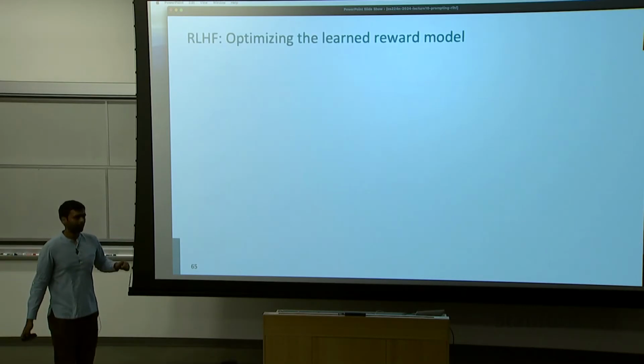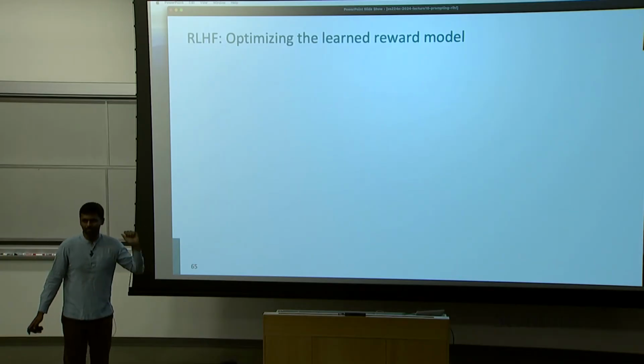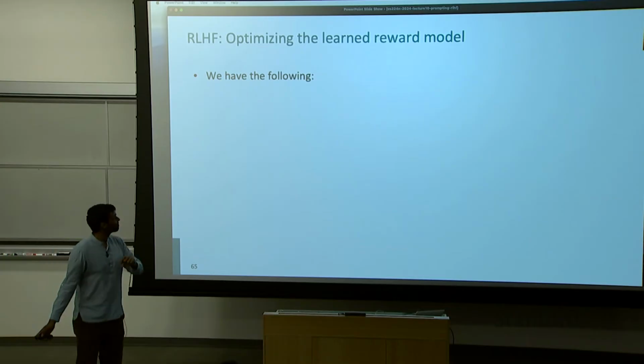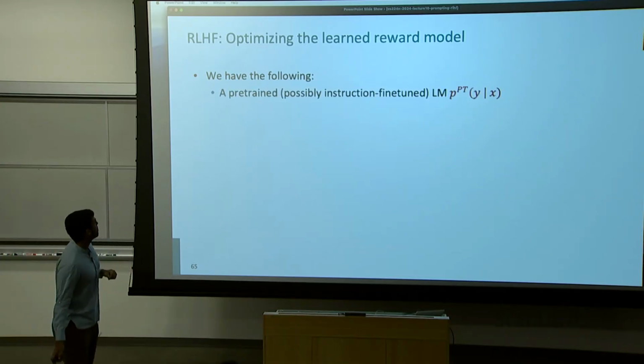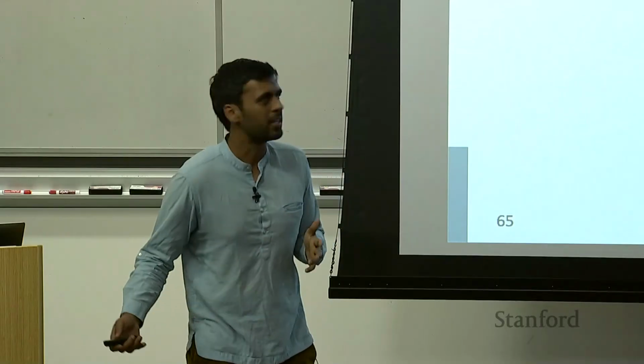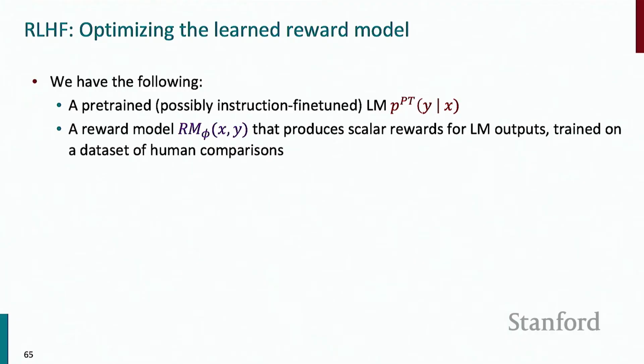Cool. The math is just beginning, so hold on to your seats. Now let's see where we are. We have a pre-trained model, p_PT(y given x), and we have this fancy reward model which gives us a model of humans and can tell us which answer they like and which answer they do not like.